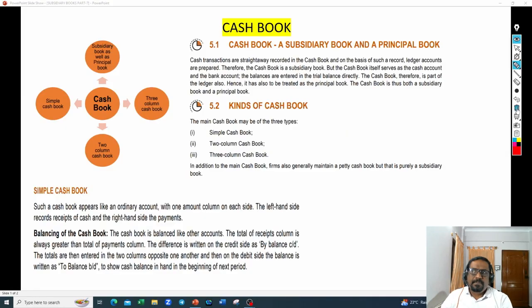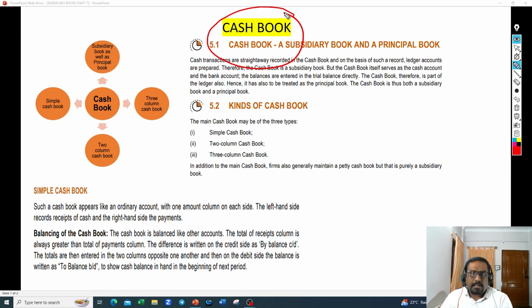Okay guys, let us get into cash book. What type of transactions we record in cash book? All cash related transactions. What do you mean by cash related transactions? Any cash payments and cash receipts. Whatever business pays by cash has to be recorded in cash book. Whatever business receives by cash has to be recorded in cash book. That means all cash receipts and payments will be recorded in cash book.